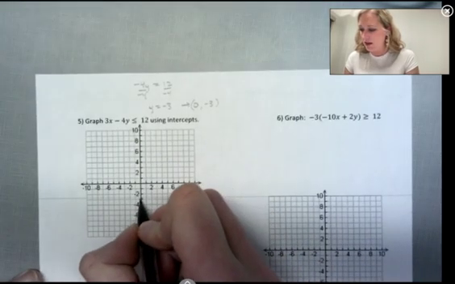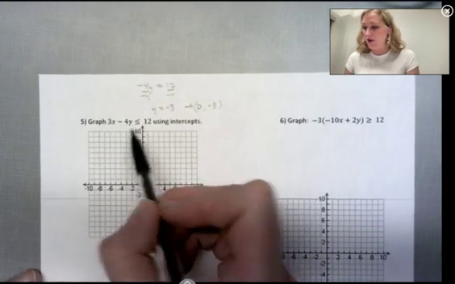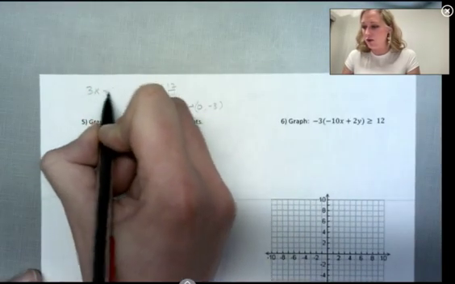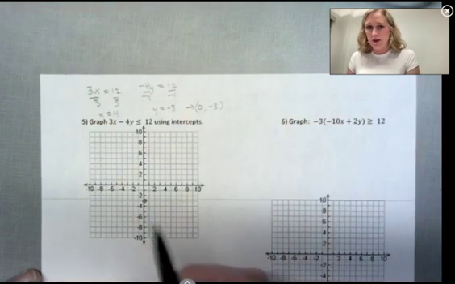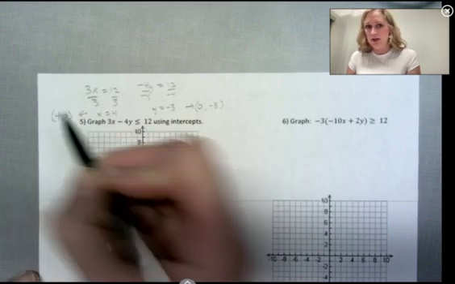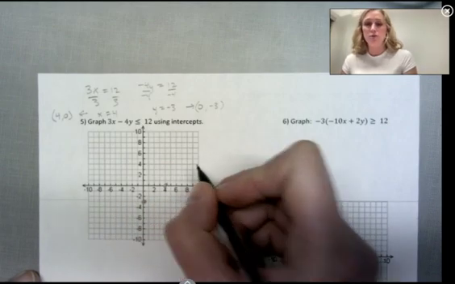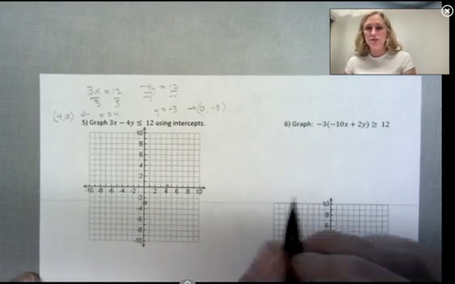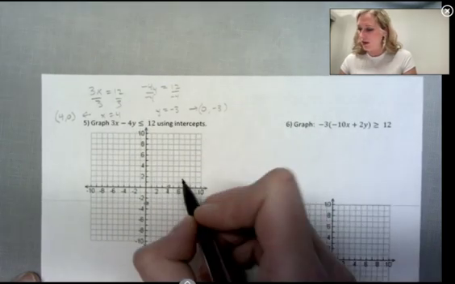Now I'm going to plug in 0 for y, so the minus 4y is gone. I have 3x equals 12, divide by 3, so x equals 4. That means my x-intercept is at (4, 0). So (4, 0), point here, and then I'm going to connect. This is where I have to worry about solid line versus dashed line. My solid line is going to be used because it's or equal to.